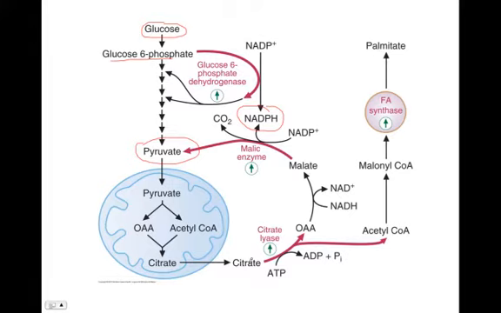Fatty acid synthesis also requires citrate, which under high levels of glucose, pyruvate will be converted to acetyl-CoA, and acetyl-CoA will condense with oxaloacetate, and this citrate, when it becomes elevated, will be shuttled out of the mitochondria and used as a substrate to synthesize malonyl-CoA. Malonyl-CoA will be our required substrate for fatty acid synthase to generate palmitate.